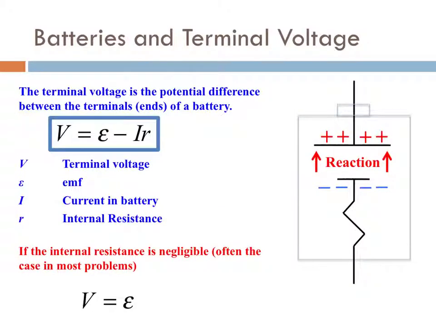Now, again, everything in color is important. The terminal voltage is the potential difference between the terminals, or the ends, of a battery. This terminal voltage, which is V, is equal to the EMF produced by the battery minus the current in the battery times the internal resistance, lowercase r. Now, for the most part, the internal resistance is negligible, which is the case in most problems, then our voltage will simply be equal to the voltage stated on the battery, also known as the EMF.